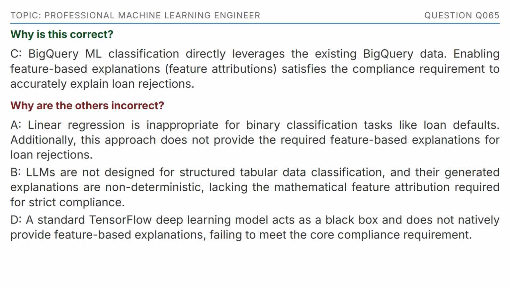A. Linear regression is inappropriate for binary classification tasks like loan defaults. Additionally, this approach does not provide the required feature-based explanations for loan rejections. B. LLMs are not designed for structured tabular data classification, and their generated explanations are non-deterministic, lacking the mathematical feature attribution required for strict compliance. D. A standard TensorFlow deep learning model acts as a black box and does not natively provide feature-based explanations, failing to meet the core compliance requirement.